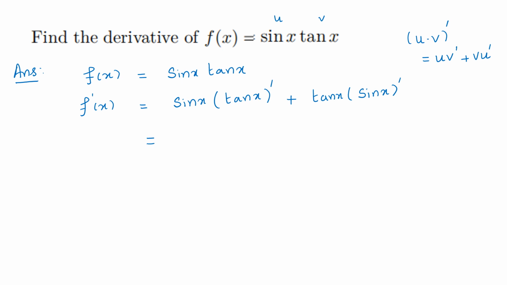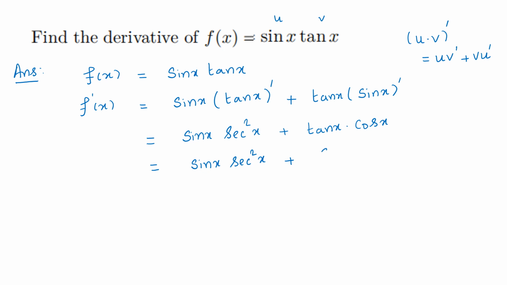equal to, recall the formula, sin x is same sin x here, tan x derivative is sec square x, then plus tan x I can keep, sin x derivative is cosine x. Now is it possible to simplify? We can simplify. First term sin x times sec square x plus tan x times cosine x.